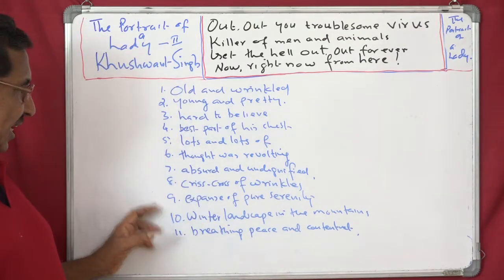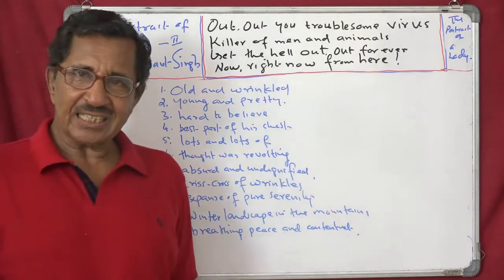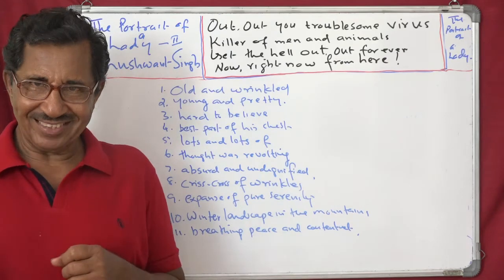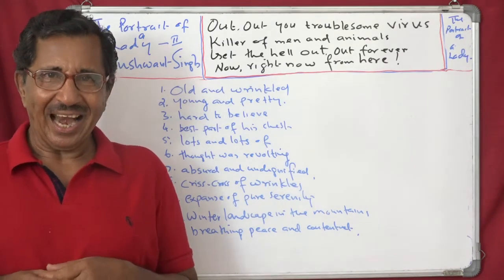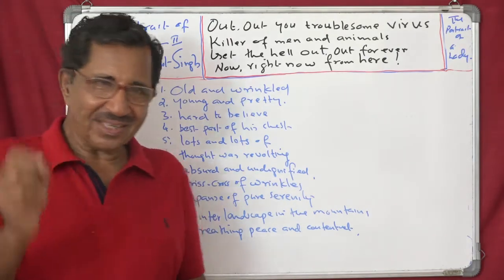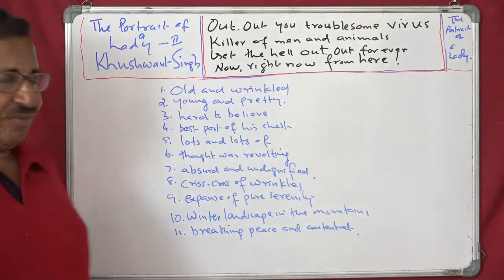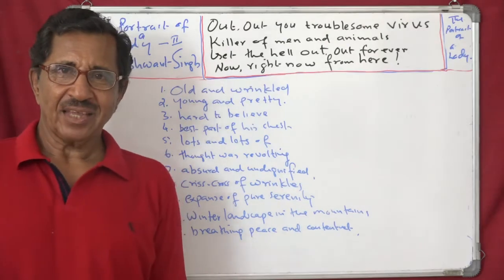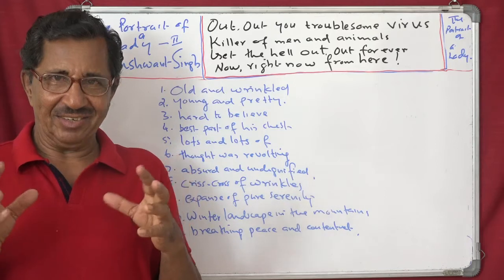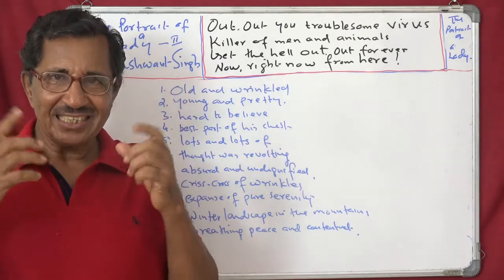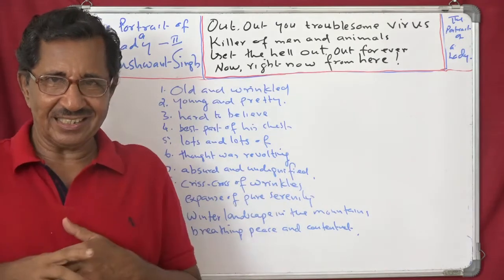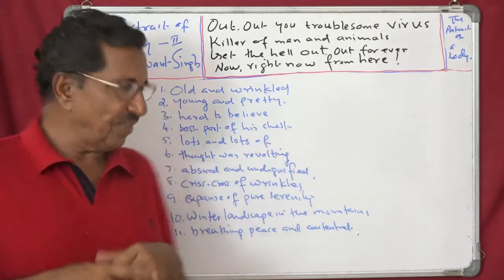Yes. Then absurd and undignified. It is absurd and undignified to copy in the exam hall. Absurd, stupid, undignified, indecent. Copying in the examination hall. Crisscross of wrinkles. You can see the picture of Mother Teresa. Her picture, her face. It's a crisscross of wrinkles. Have you seen that? Crisscross of wrinkles means many wrinkles on the face.